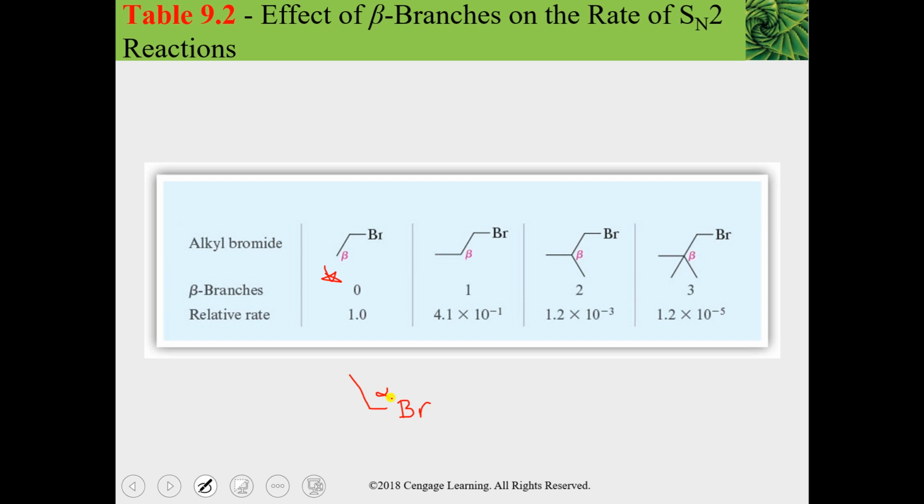So how many branches affects the rate? Just keep this in mind. Note how the rate is decreasing with more branches attached.